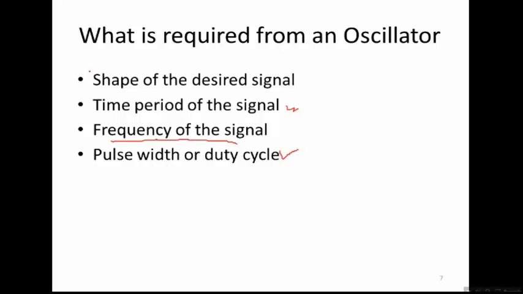So based upon these requirements, we look into the oscillator and see what are the parameters which control the shape of the signal, the time period of the output waveform, the frequency of the output, and the PWM or pulse width or duty cycle of the output signal.